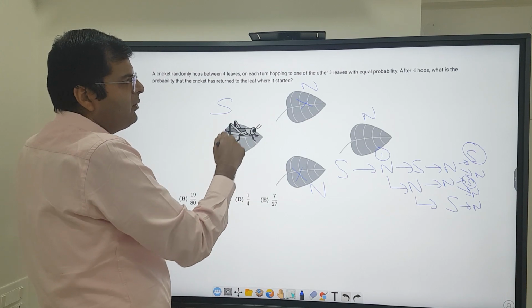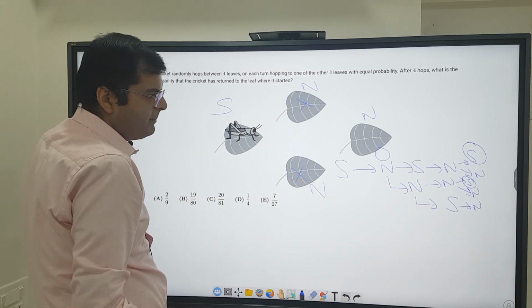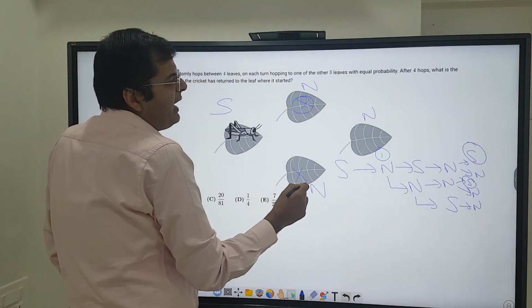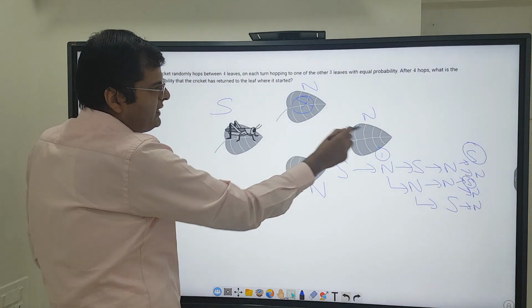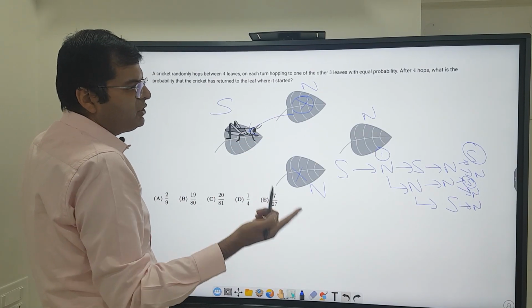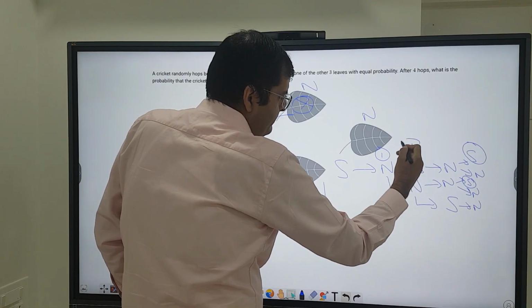Because from S, the only jump I can make is to one of these 3 leaves, which are N. So this is 1 probability. Now from N, let's say I was here. If I have to jump to S, there are 3 options. To jump back to S, there is only 1 option. So out of 3, 1 of the options is there. So this probability is 1 by 3.